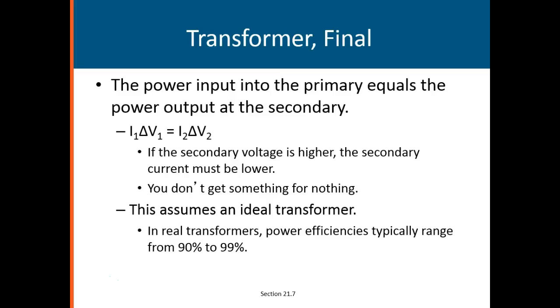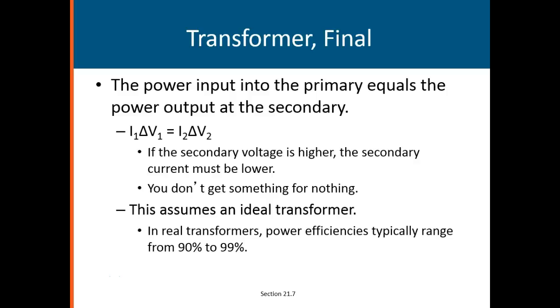The power input into the primary equals the power output at the secondary, and again, power is I delta V. Yes. I'm sorry? I think we're out of time. I know, but I'm going to finish the slide, okay? I1 delta V1 is equal to I2 delta V2. Power in equals power out, right? You can't create or destroy energy. And this is energy per unit time.